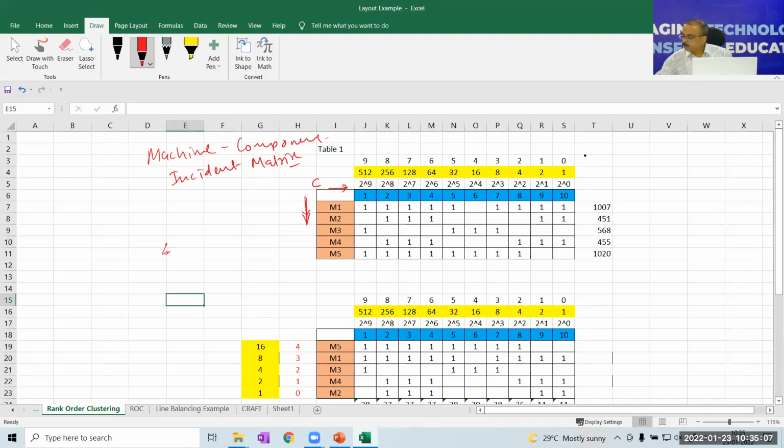Okay, so you have to start from this side and then give a binary rank, or binary weight, to each of these components. For example, this you have to give as 2 to the power 0. So you have to start with 0. Then this will be 2 to the power 1.